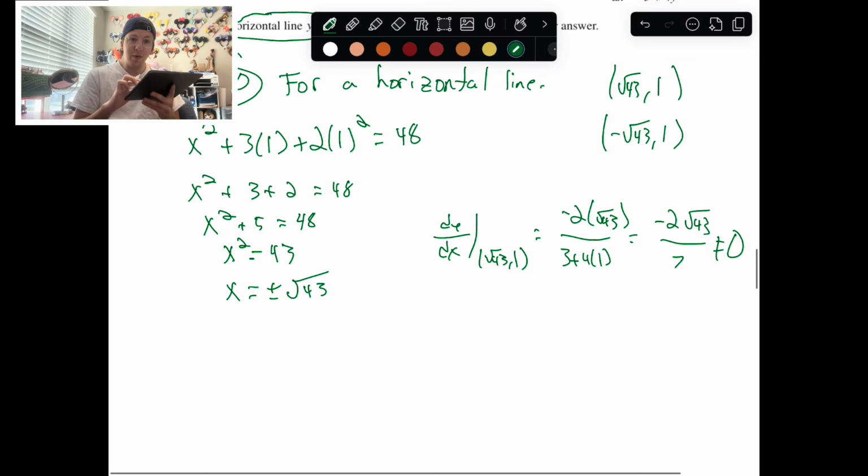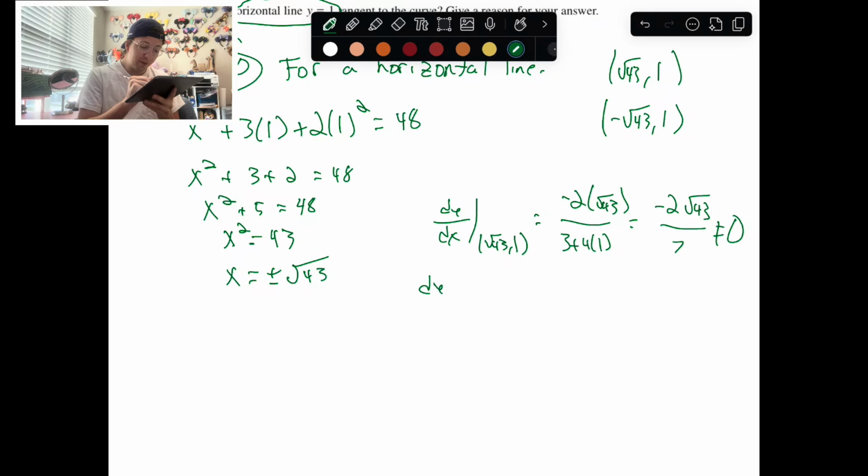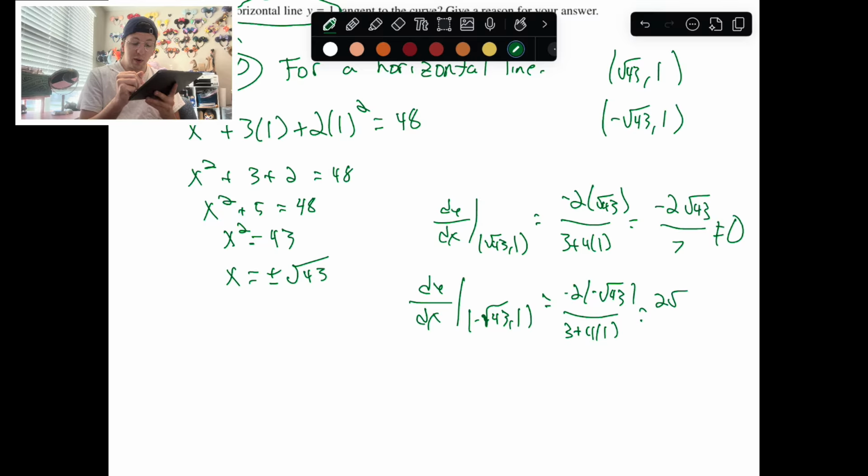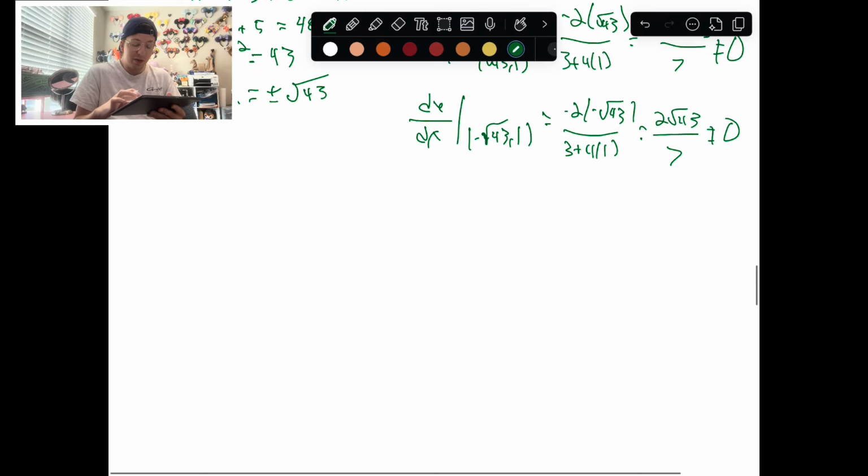Okay, let's try dy over dx at our other value. Negative 2 times negative square root 43 over 3 plus 4 times 1 again. In this case, we get positive square root 43 over 7, which is also not equal to 0. So it's not possible, right? The tangent line at this point is not going to be horizontal.